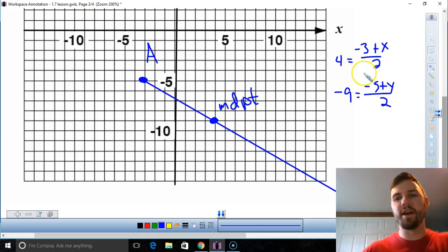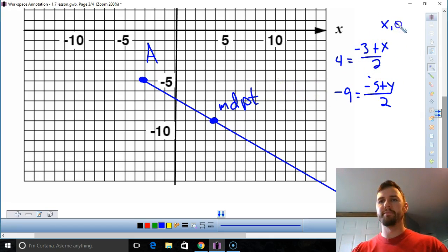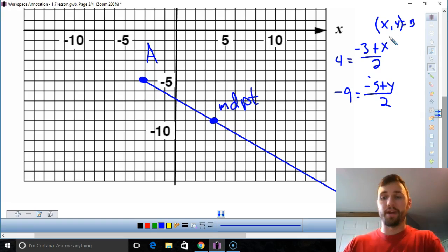I'm just using my formulas, right? I'm using 4, negative 9 because that's the midpoint, and I'm plugging in negative 3, negative 5 because that's A, and x, y will be my B. That's one way to do it. That's not how I would do it in real life, though. Here's what I would do.